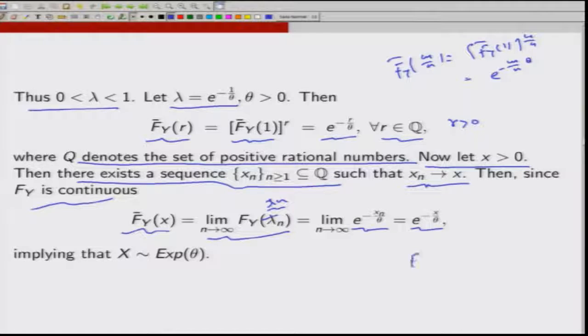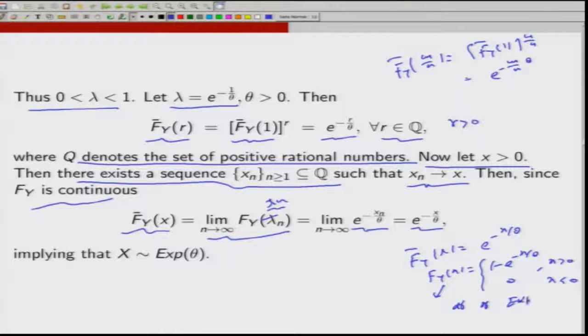So, f bar y x turns out to be e to power minus x by theta, or fy x is 1 minus e to power minus x by theta for x greater than 0, and certainly this would be 0 for x less than 0. And this is clearly a distribution function of exponential theta. So, that means your y has exponential theta. So, this proves that among all distributions which are continuous and concentrated on 0 to infinity, exponential distribution is the only distribution which has the lack of memory property.